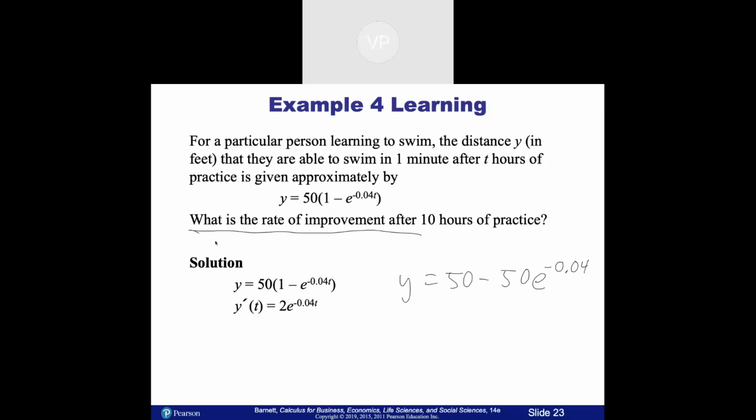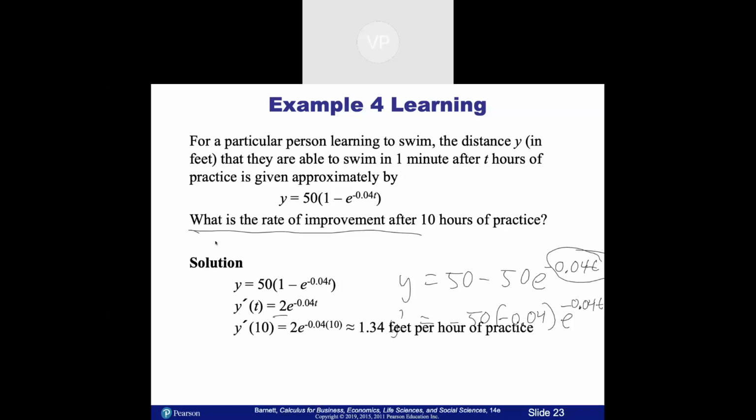y equals 50 minus 50e to the negative 0.04t. Now we take the derivative, and you see the 50 is gone, and we get negative 50 times negative 0.04 e to the negative 0.04t. Remember your derivatives. The derivative of e is the same exact thing, and the chain rule says you have to multiply the derivative of this out front. That's why there's that negative 0.04 there. And negative 50 times negative 0.04 is where that positive 2 comes from.